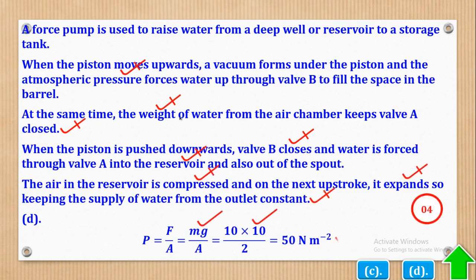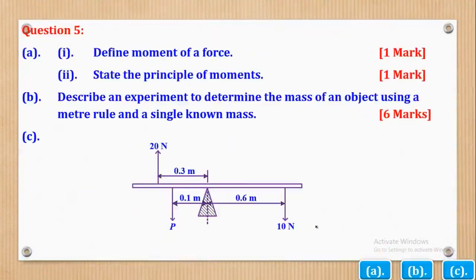So remember, 2 marks for part C were got on the diagram, so 4 marks will be got from this theory, and for this, 1 mark for the formula, 1 mark for substitution, 1 mark for the final answer. So that was question 4. Now we shall go to question 5.